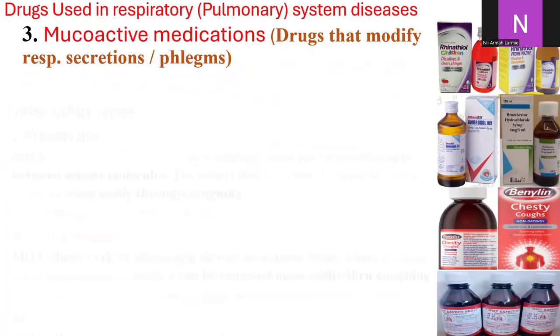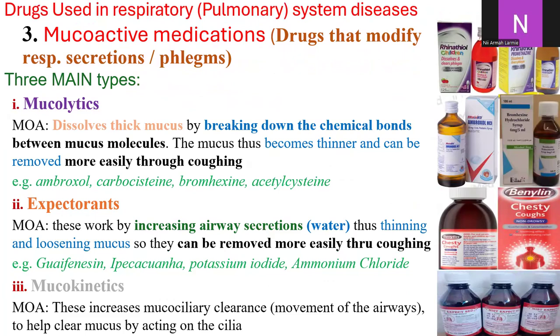Another class of drugs that we can use in the respiratory system are the mucoactive medications. When we say mucoactive, we are saying these medications can modify the mucus, or the sputum, that is produced in the respiratory system. So these are used to modify the respiratory secretions or the phlegm that is produced.